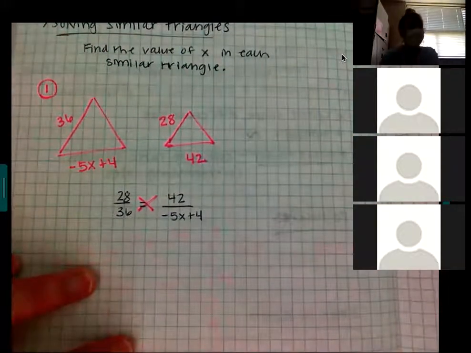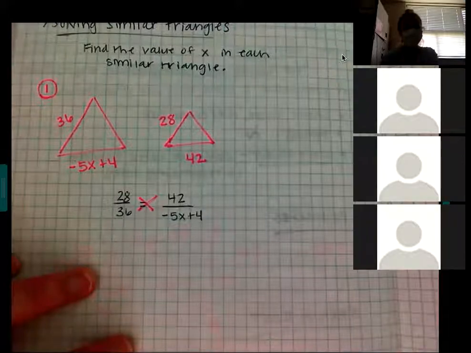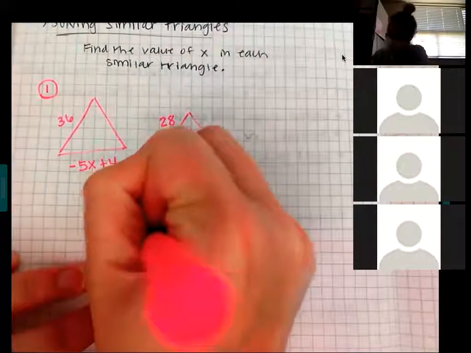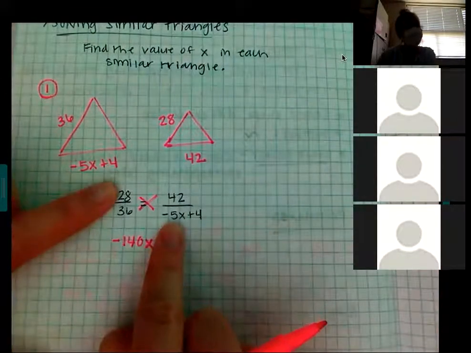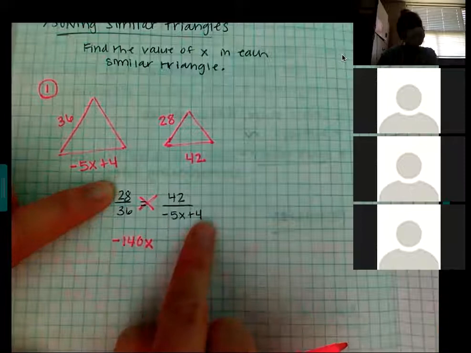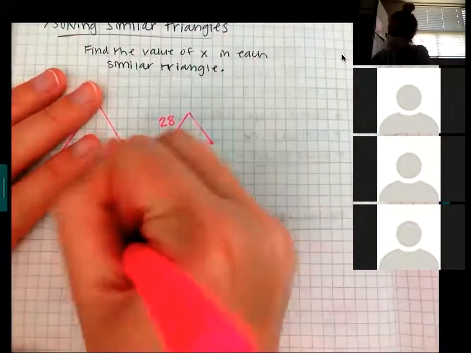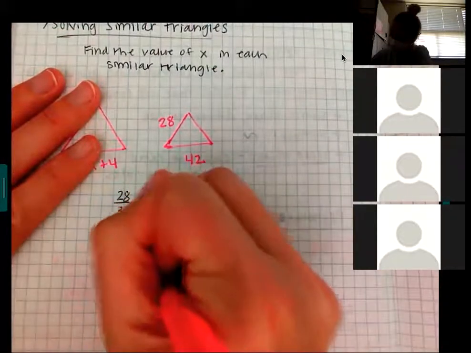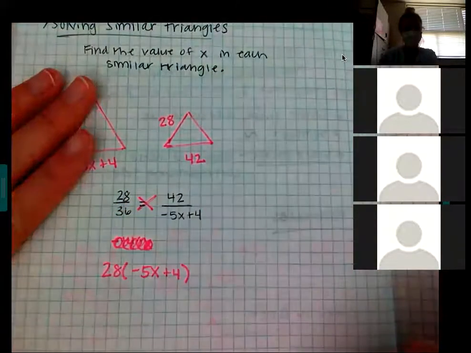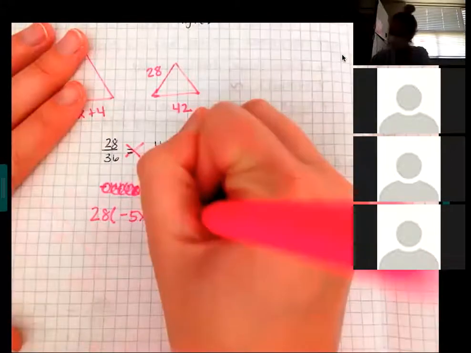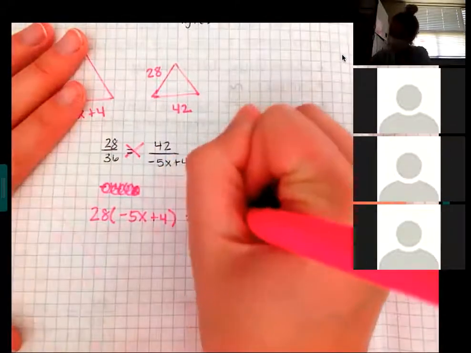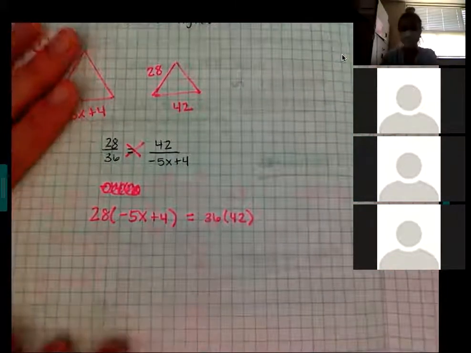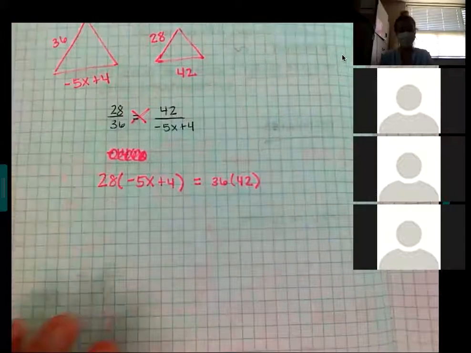So everybody okay? Okay, 28 times 5 should be 140. So that would be negative 140x, right? Then you also have to do the 28 times the 4. Let me do it this way because I got some of you looking at me crazy. 28 is going to multiply by negative 5x plus 4. And it's going to equal whatever I get when I do 36 times 42, right? Okay, I'm just making sure y'all weren't looking at me weird, like I was doing some voodoo math.